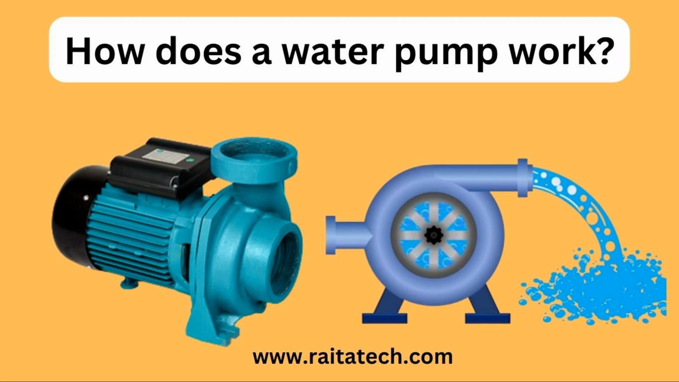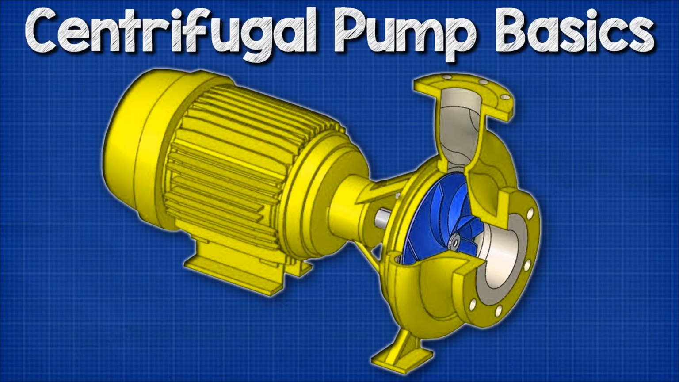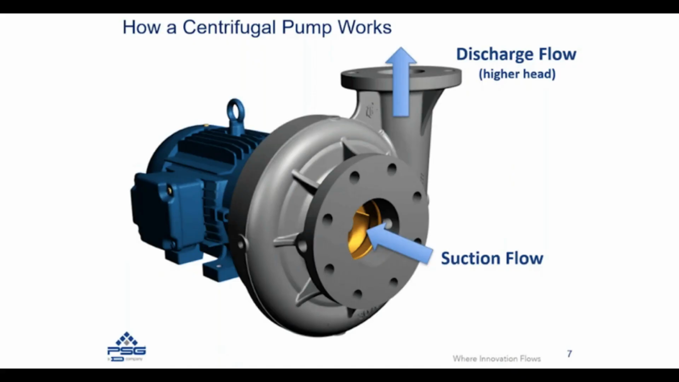Seals and bearings. Seals prevent leakage between the rotating shaft and the stationary parts. Bearings support the shaft and allow it to rotate smoothly. Suction and discharge connections. Inlet and outlet connections through which the fluid enters the pump, suction, and exits the pump, discharge. Working principle. The basic working principle of a centrifugal pump involves the following steps.